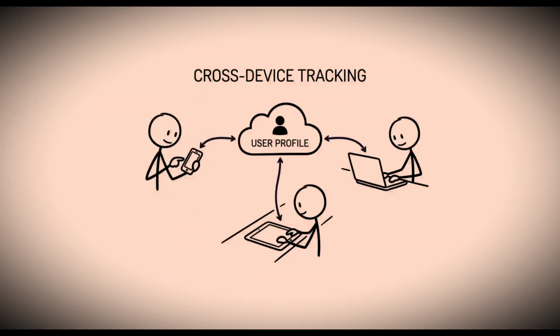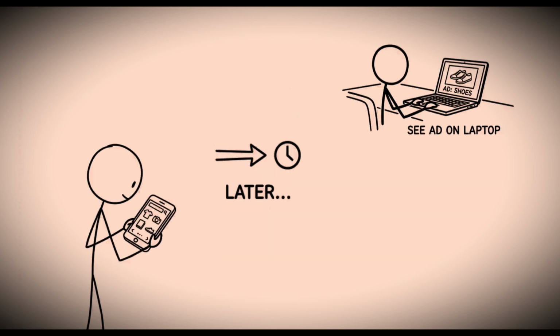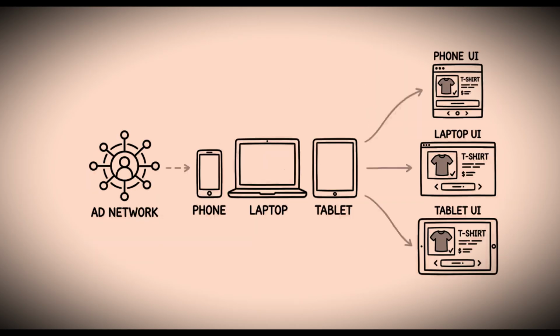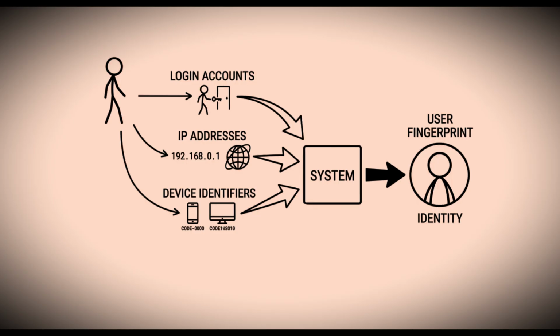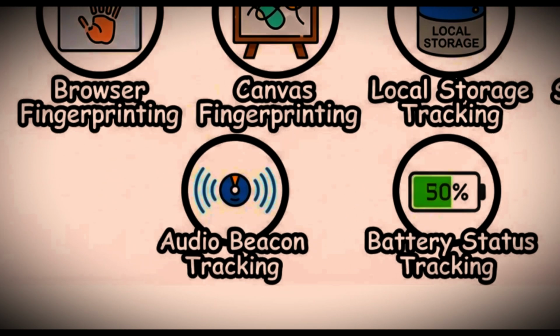Cross-device tracking. Cross-device tracking is used to link your activity across multiple devices. For example, you might browse products on your phone, but later see advertisements for those same products on your laptop or smart TV. This happens because advertising networks attempt to connect your different devices using shared signals. These signals can include login accounts, IP addresses, device identifiers, or browsing patterns. By combining this information, companies can build a more complete profile of your online behavior across different platforms.